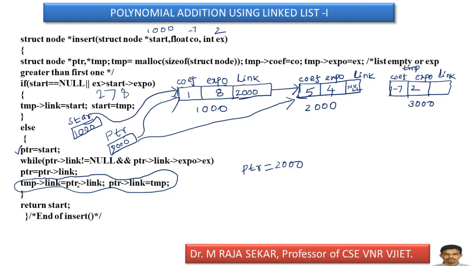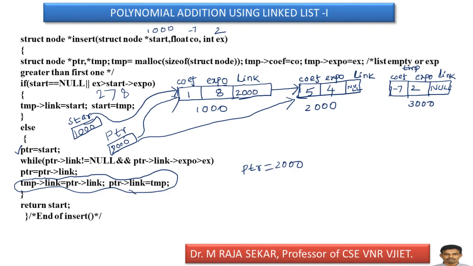TMP arrow link equal to not PTR. PTR arrow link. PTR means 2000. 2000 link is null, isn't it? TMP arrow link. TMP means this one. Arrow link means this field. Here you must keep PTR arrow link. PTR means 2000 whose link is null. Therefore, here I must write null, isn't it? Yes. This one is over, completed.